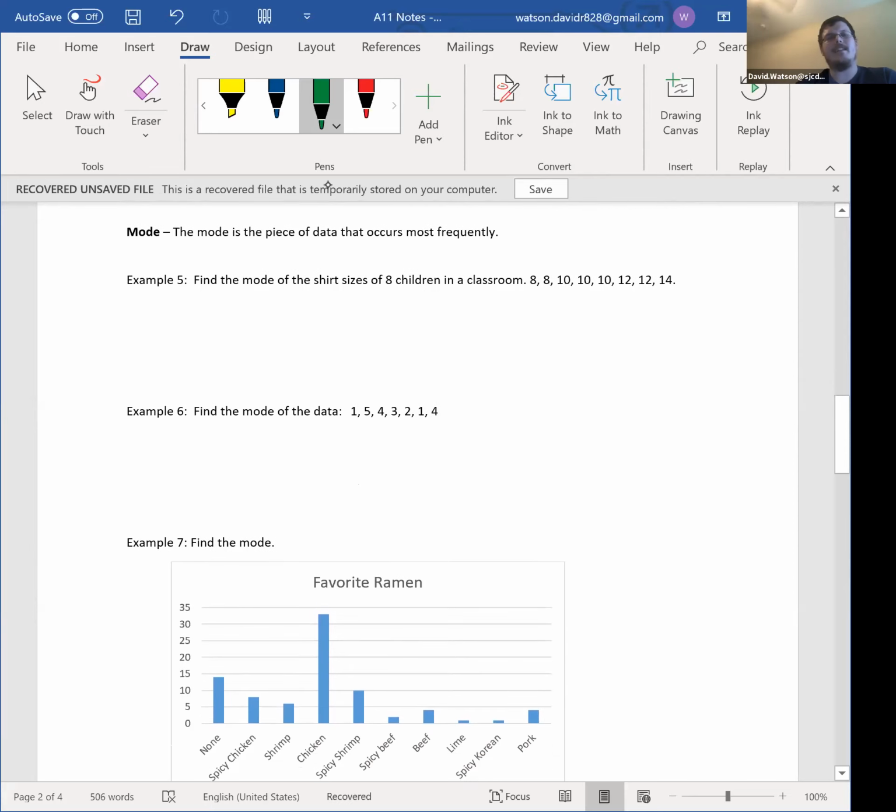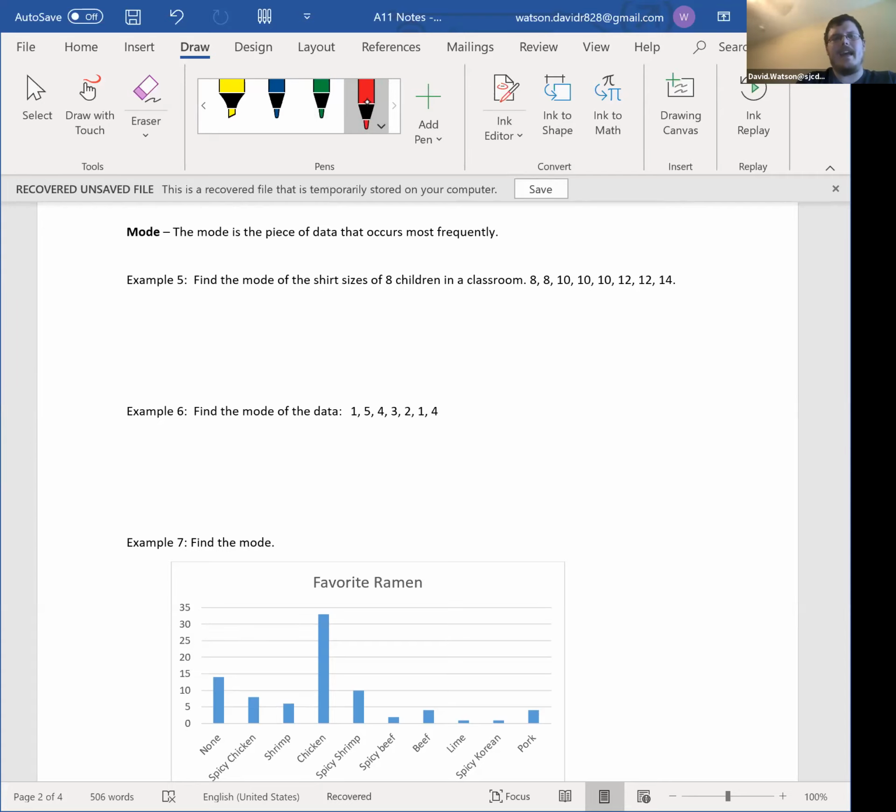All right, last one is mode. So the mode is the piece of data that occurs the most frequently. All right. So example 5, find the mode of the shirt sizes of 8 children in a classroom.